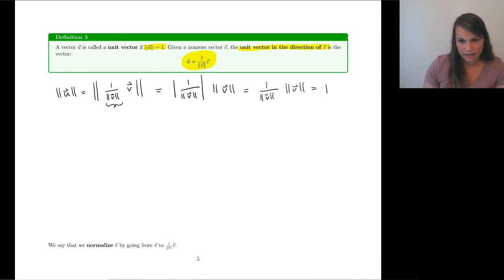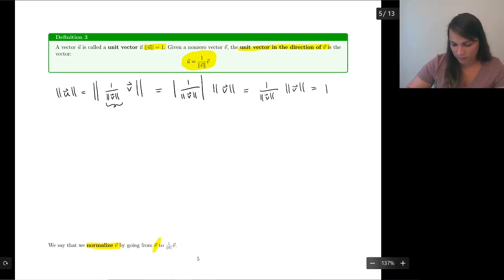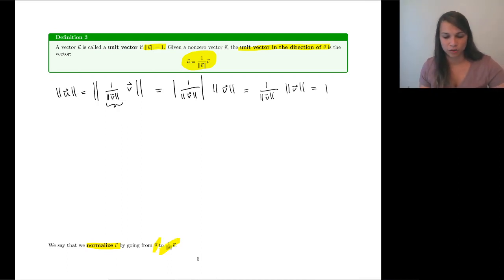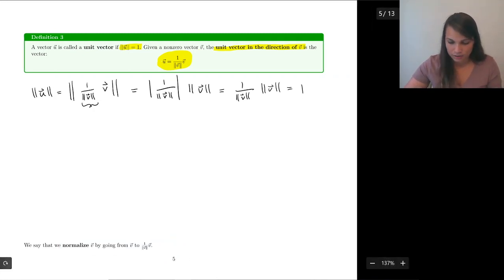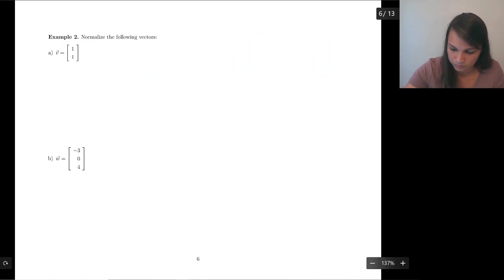So we have vocab for this too. We say we are normalizing a vector v by going from the original v to the unit vector version of it. So that's called normalizing a vector. And let's go ahead and try to normalize a vector or two.